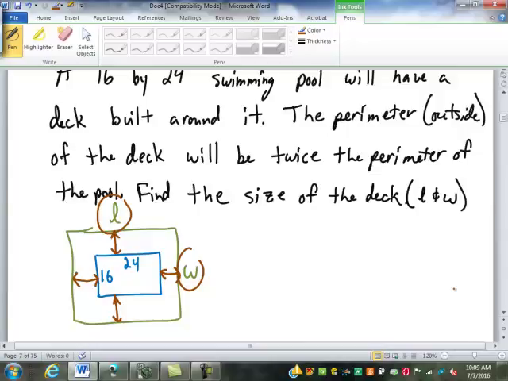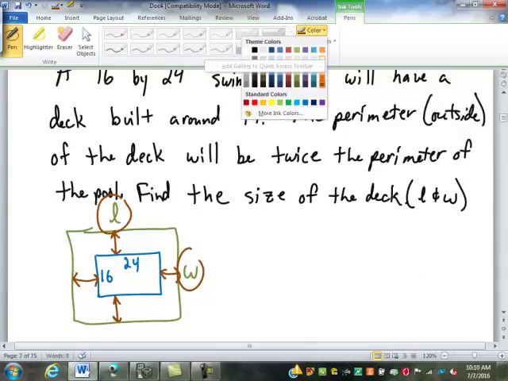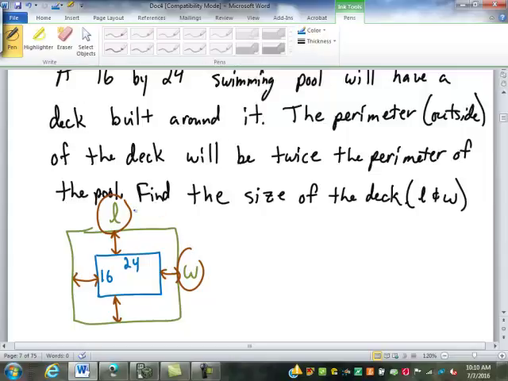Let's see how you did here. This length here is going to be the original length of 24 plus 2 times the width of the deck. If I call that x, that would be plus 2x. The width then will be 16, the width of the pool, plus, again, 2 times the width of the deck, so 2x.